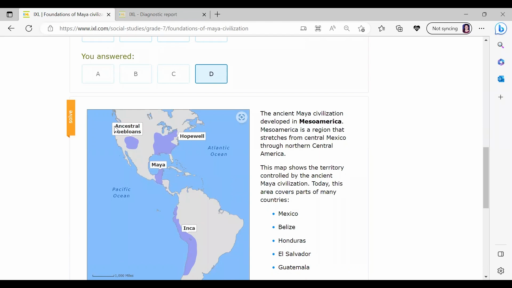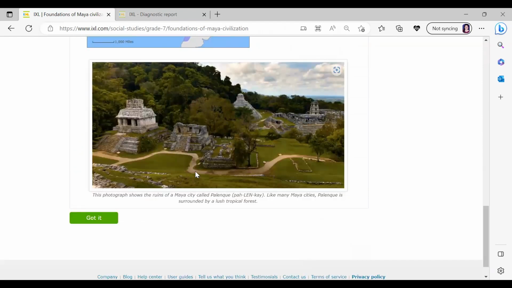So here is ancestral, and this is another name. Oh, Maya is right in the middle. This is Inca. Okay, so the ancient Maya civilization developed in Mesoamerica. Mesoamerica is a region that stretches from central Mexico through northern Central America. This map shows the territory controlled by the ancient Maya civilization. Today, this area covers parts of many countries: Mexico, Belize, Honduras, El Salvador, Guatemala.